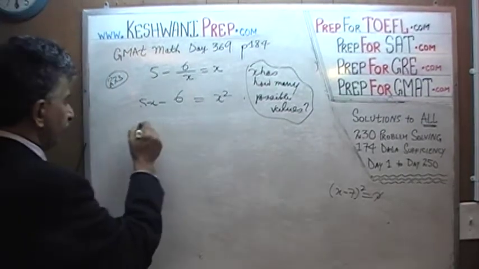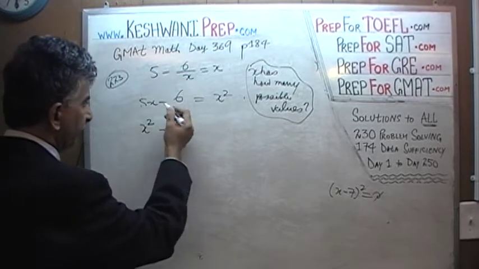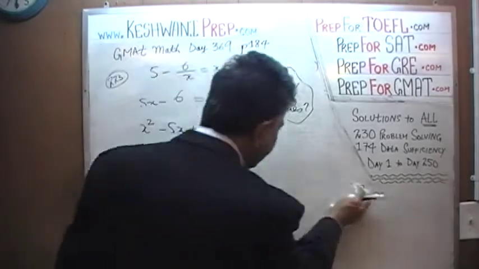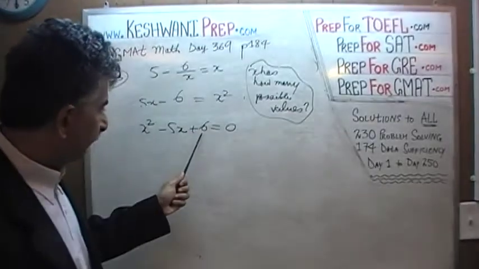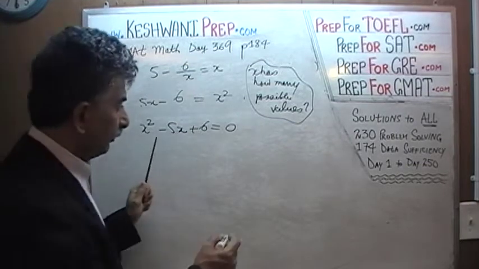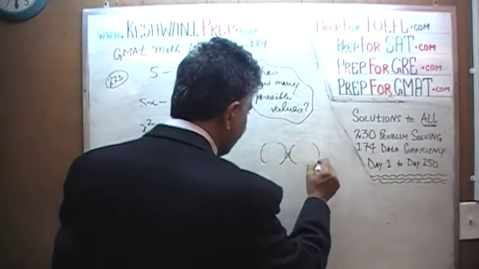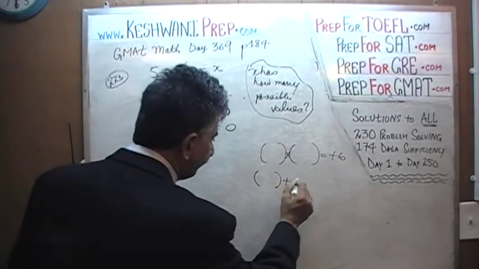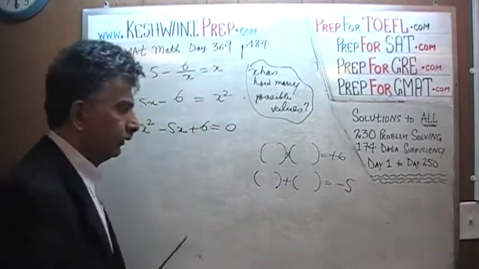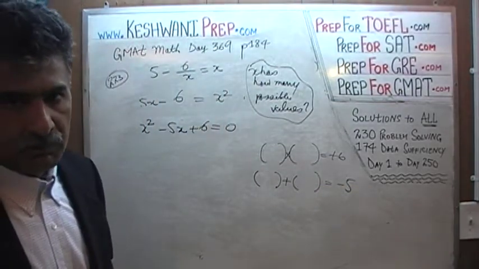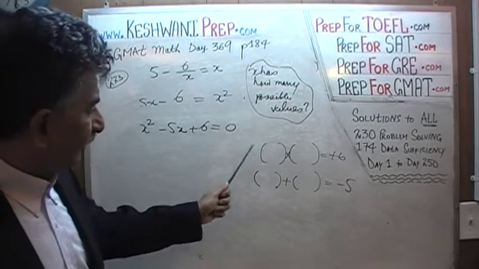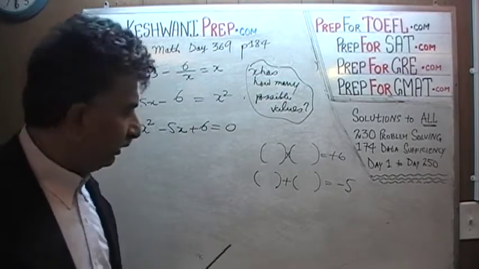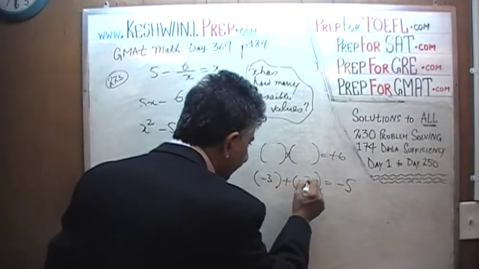So bring the 5x to the other side, so you get x squared minus 5x, and bring the 6 to this side. What we're looking for are two numbers so that when we multiply them, we get positive 6, and when we add them, we get negative 5. Can you think of two such numbers? The product has to be 6, and when we add them, we get negative 5. And those are our roots, and those two numbers are negative 3 and negative 2.